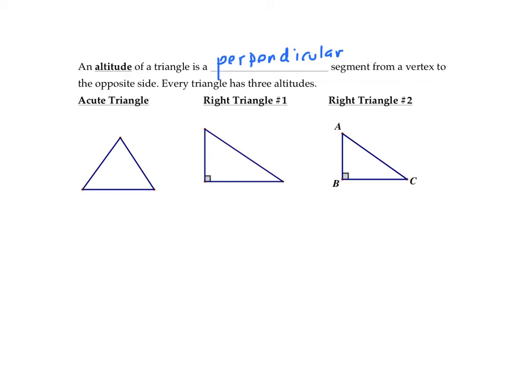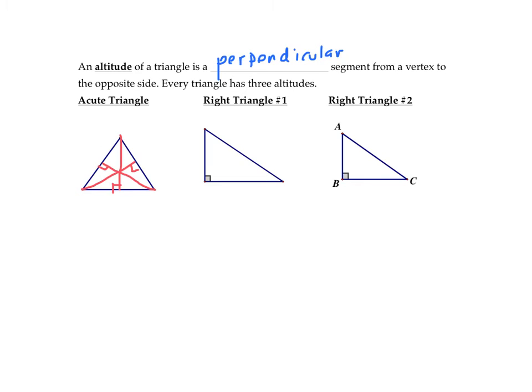So in an acute triangle, if we want to draw an altitude, we can use the ruler and line up the marks on the ruler with one of the sides of the triangle, and then connect the vertex to the opposite side so that we get a right angle. Every triangle has 3 altitudes, so I'm going to draw in all 3 of them. You notice in this acute triangle, the 3 altitudes meet inside the triangle, not exactly in the center.